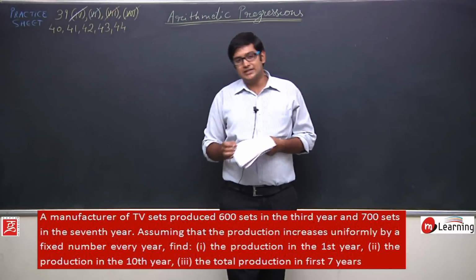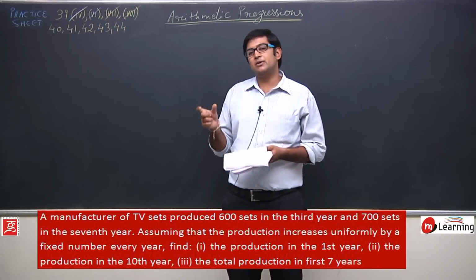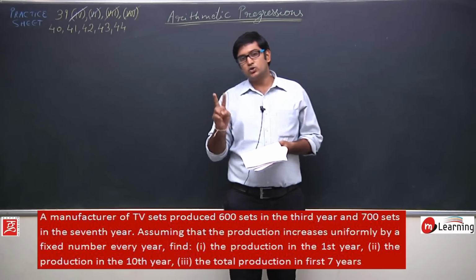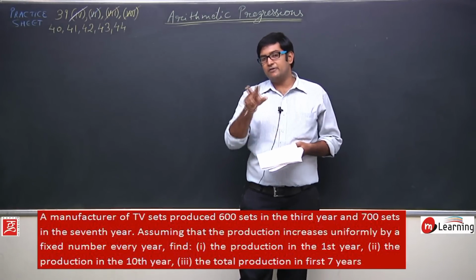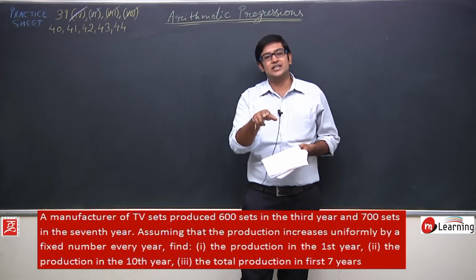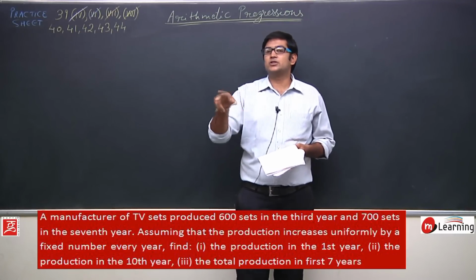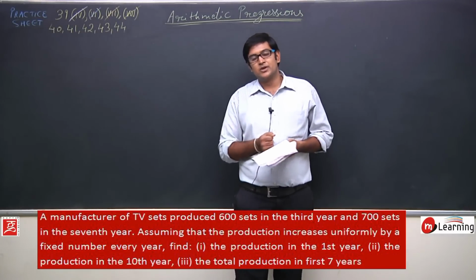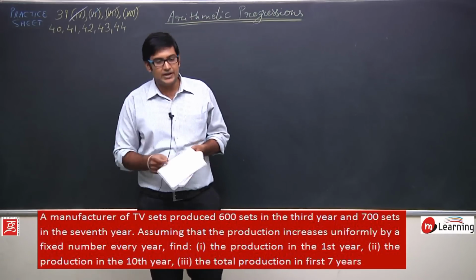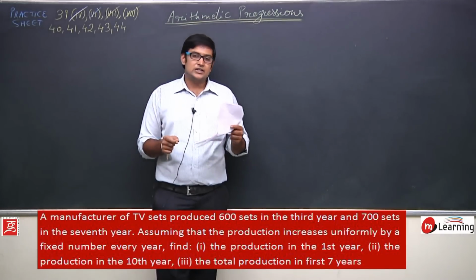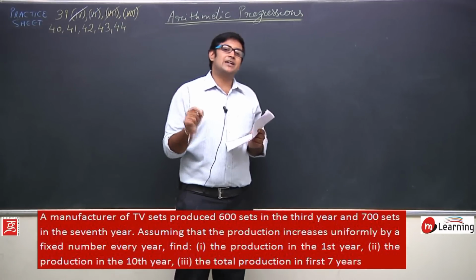So what I can observe is the difference between the number of TV sets produced in 2 consecutive years is a constant. Okay, if let us say I take 7th and 6th year, the difference will be same. 5th and 6th year, the difference will remain same. Then 4th and 3rd year, difference will remain same. So if the difference between the consecutive years is fixed, is same, then I can say the production of this TV manufacturer is in an arithmetic progression.